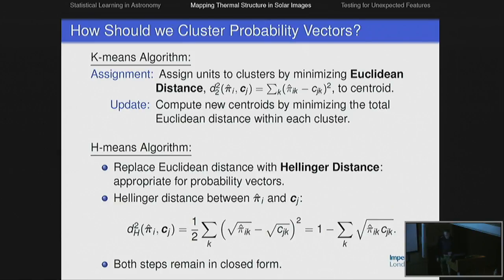Okay? And because it's relatively close, we can build another algorithm like k-means that's equally easy to implement, but that will be minimizing the Hellinger distance instead of the Euclidean distance, and everything's in closed form and simple and fast again. Okay, so just taking it on faith that that's a reasonable thing to do, what happens?